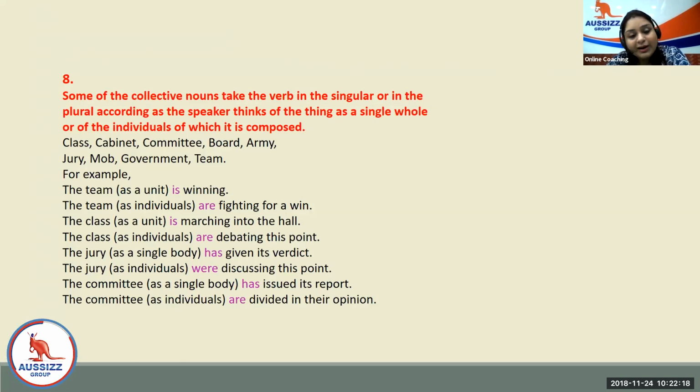So why have I used are divided? Because are basically shows individuality. As individuals they are working. Therefore, a collective noun takes a plural verb in that case. So these are all the things. I have given you 8 rules related to every part of speech. Subject-verb agreement is the most important, because in subject-verb agreement we have a number of rules. I'll make sure I come back with different rules for you.